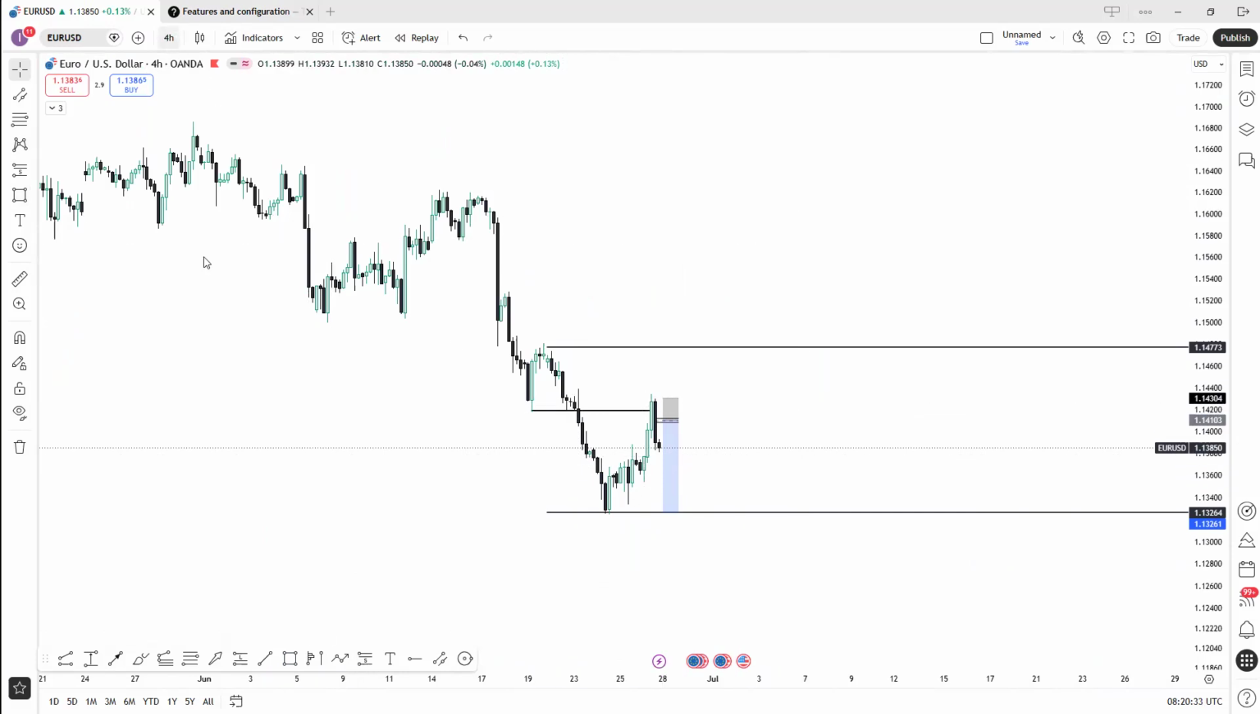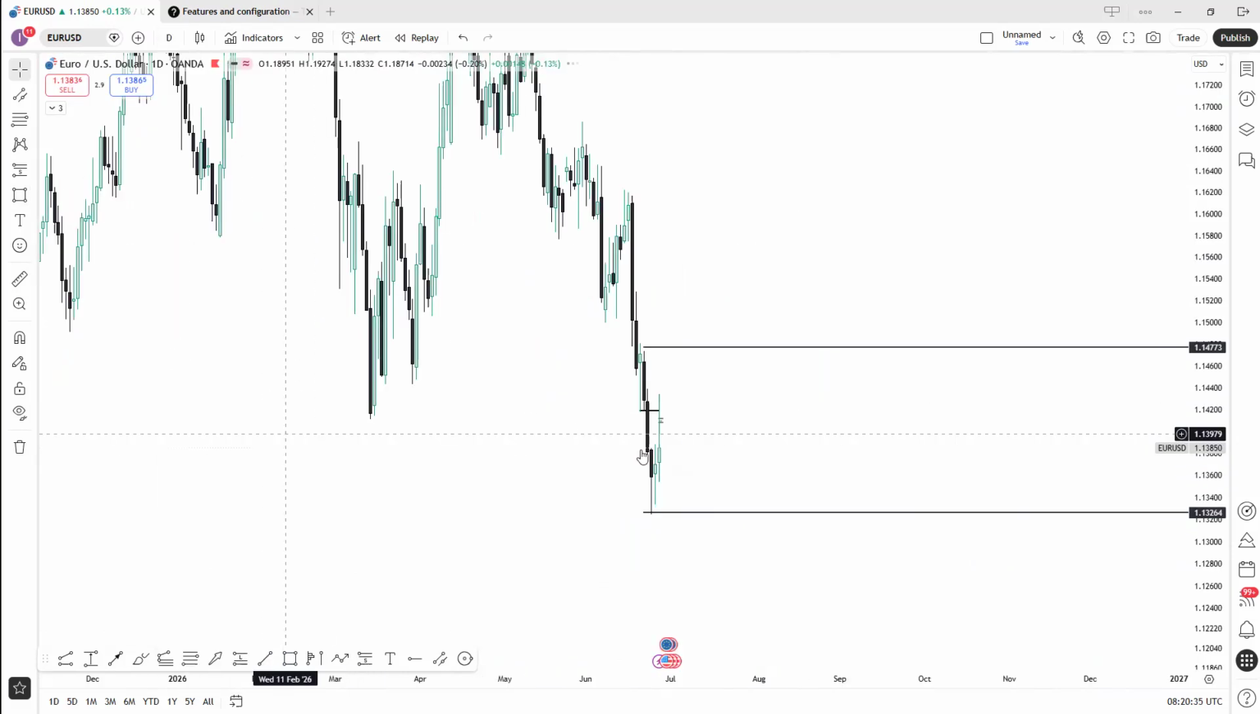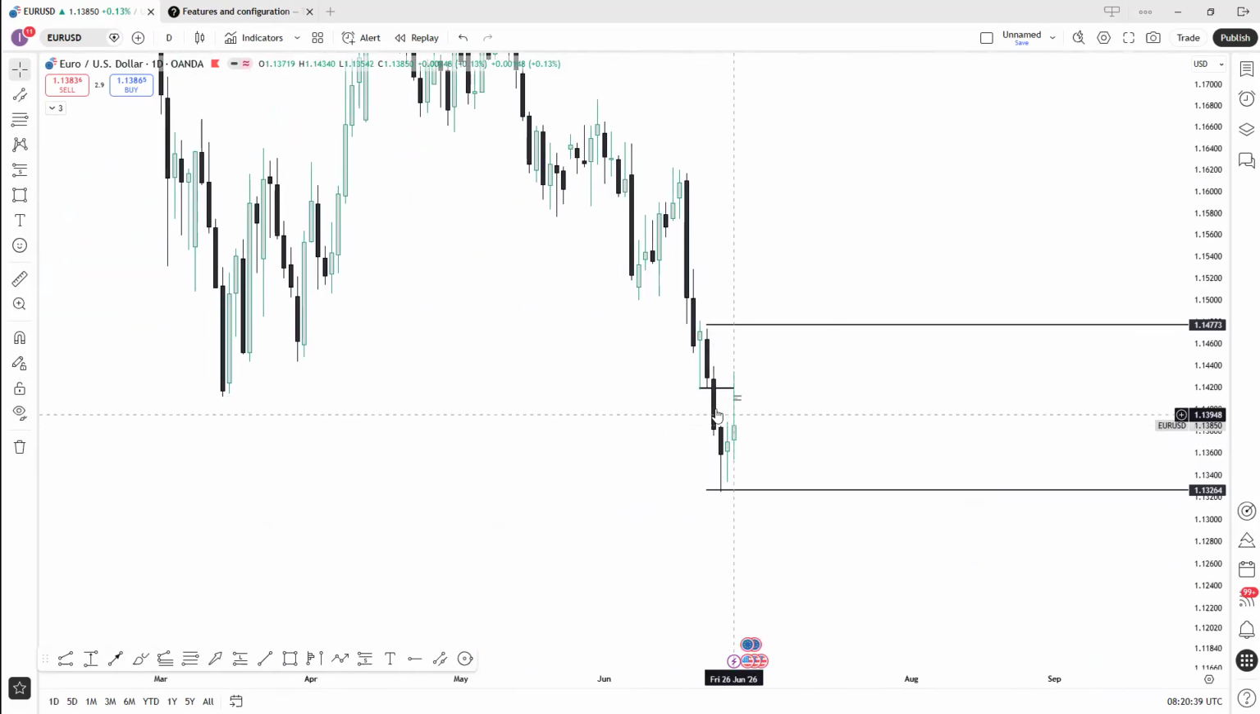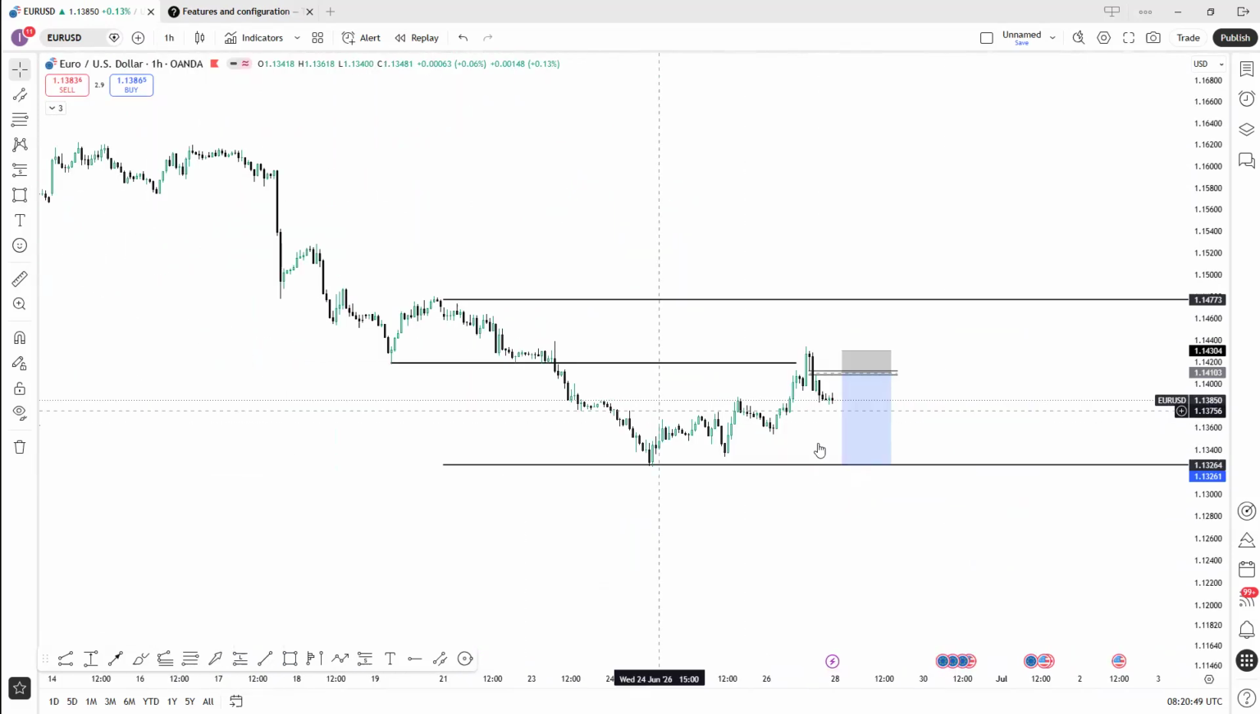After mitigation of that resistance, you can also see another confluence on the daily time frame. On the daily time frame, we have this fair value gap here. You can see price retraced back to fill this gap, and then it closed with a very huge rejection, but it's bullish. Shift it to the 1-hour time frame.